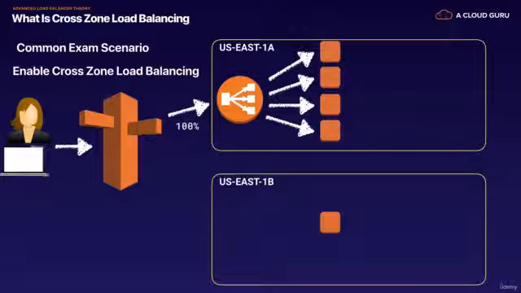Well, you should enable cross-zone load balancing, and that way it will get traffic, because it's in another availability zone and you haven't enabled cross-zone load balancing. So that's all that cross-zone load balancing is, and those are the common scenario questions that you'll see.